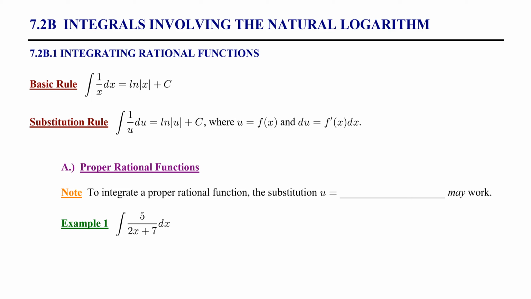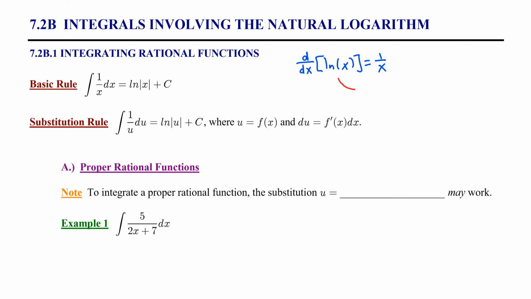In the previous section, we learned how to differentiate natural logarithms. In this section, we're not necessarily going to be integrating natural logarithms, but we will examine integrals involving the natural logarithm. Now, we've learned that the derivative with respect to x of natural log of x is 1 over x. Essentially, in this section, we will reverse this formula.